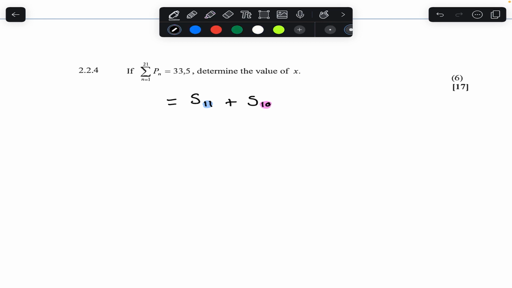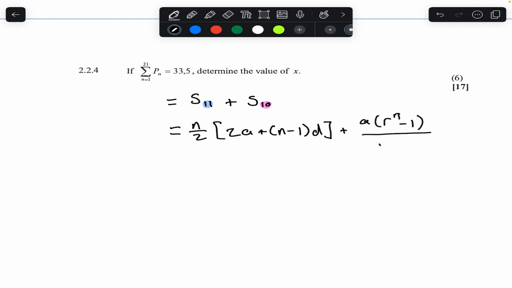So now if we look at that equation, the sum for an arithmetic is n divided by 2, and then I have 2a plus n minus 1 d. So that will be for my first 11, plus now the sum of my geometric, which is a times r to the power of n minus 1, divided by r minus 1. That is the sum of my geometric sequence. Now let's quickly have a look at the rest of these values. Now all I need to do is substitution.